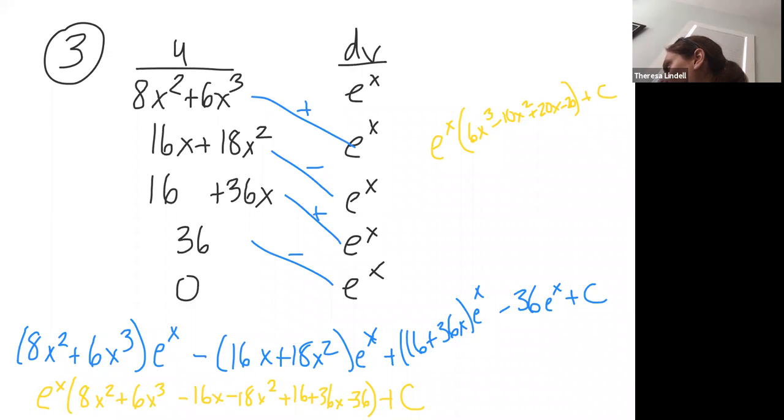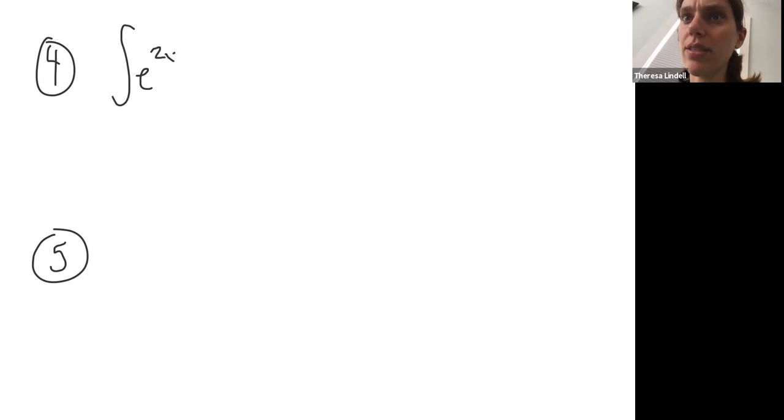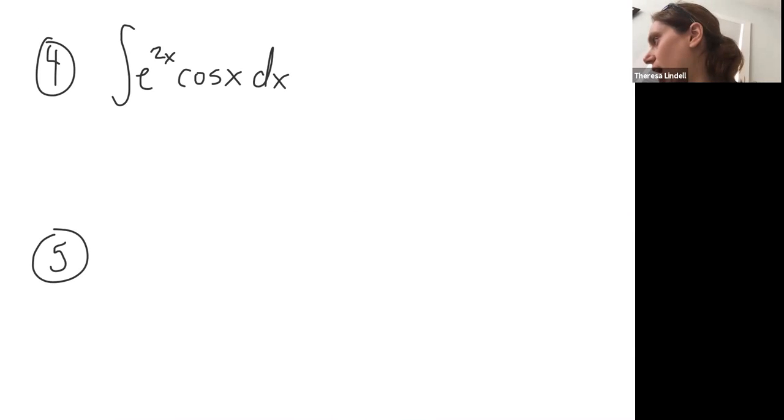Sweet. I think I'm gonna move on and do a couple more integrals before I do the other thing. Everybody okay so far? Yeah. Cool. So here's number 4 and 5, 2 more integrals. I'm gonna do e to the 2x cosine x dx. And then number 5 is gonna be something with bounds. So watch out for that.